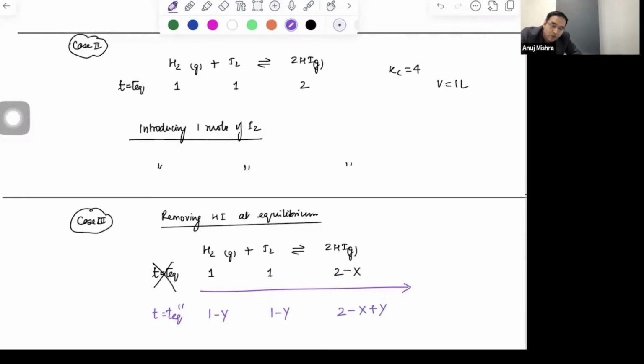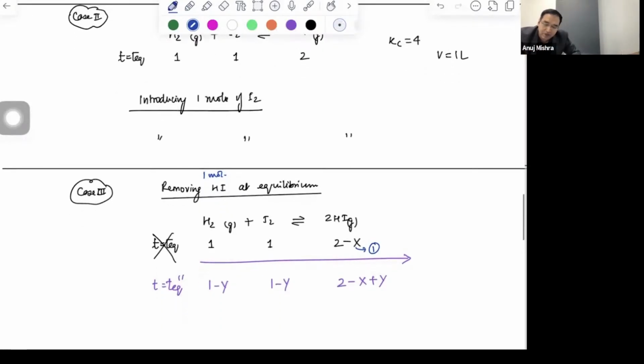Let's say you have removed 1 mole at equilibrium. No, 1 mole remove kiya tha. Removing 1 mole of HI at equilibrium. Then the question is, what is the new setup? So you removed 1 mole means X is 1. Okay. So what is the new setup? New setup is looking like this.